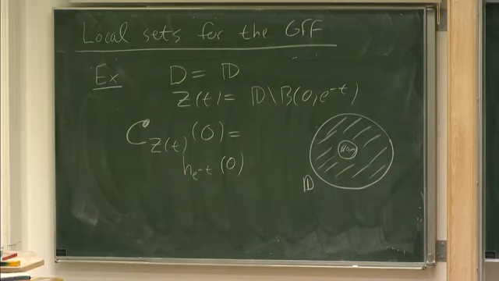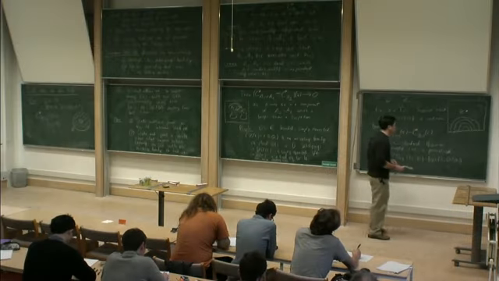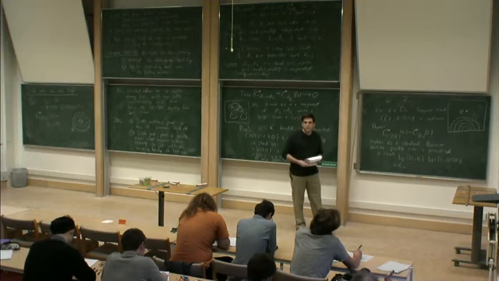And one of the reasons that this is extremely useful is that this tells you that, in particular, this function that you get is continuous in time. So somehow, if you have a family of sets which are local for the Gaussian free field and they're increasing in a continuous way, then you can't have any jumps in the conditional expectation.